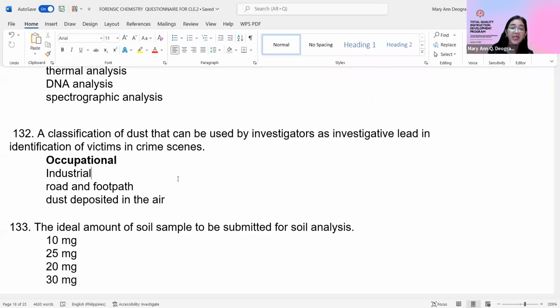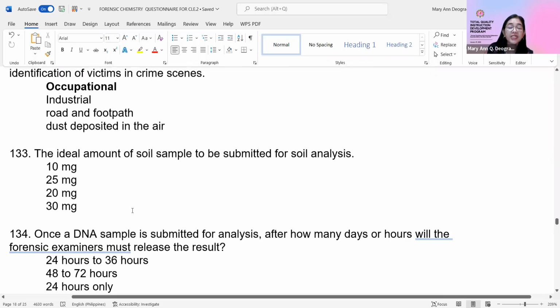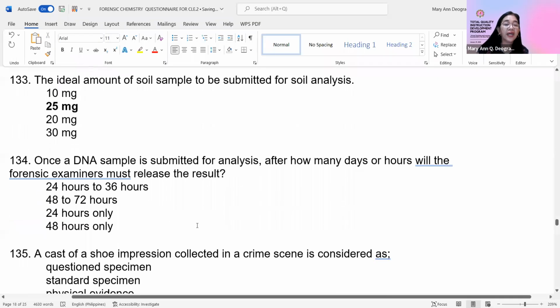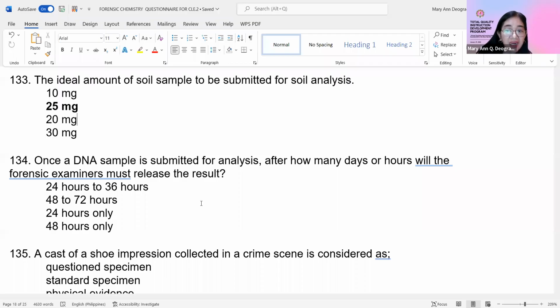Okay? The ideal amount of soil sample to be submitted for soil analysis, especially in soil density gradient apparatus. Take note, it should be 25 milligrams. Okay, ayan. Ito lumabas sa board exam to noon. Once a DNA sample is submitted for analysis, after how many days or hours will the forensic examiner release the result?